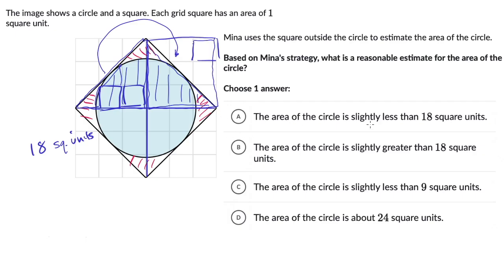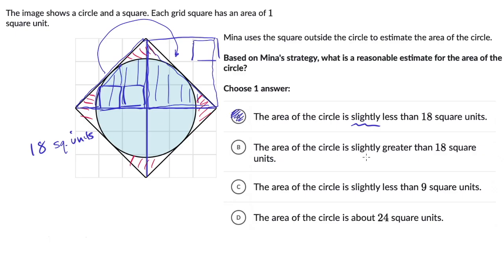The area of the circle is slightly less than 18 square units. Yeah, I mean, depending on how you define slightly, it looks like it would be at least, I don't know, 4 or more units less than 18 square units. So I would approximate maybe around 14 something. But yeah, let me go with this for now. Let me read the other ones.